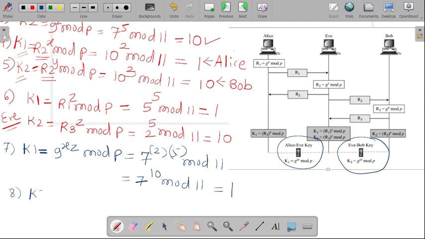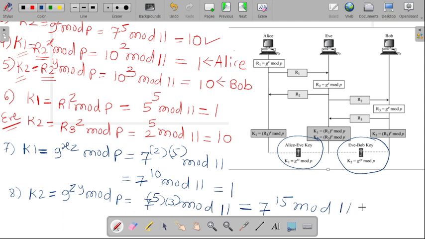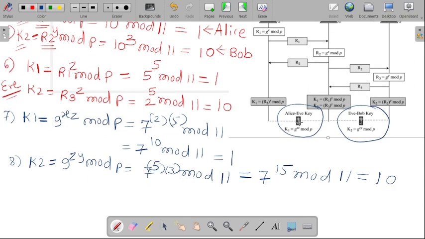And our K2 is equal to G raised to ZY mod P. So K2 is the key between Eve and Bob. So 7 raised to 5 into 3 mod 11. So 7 raised to 15 mod 11, we got the value 10. So now we have calculated the values of K1 and K2. We got K1 equal to 1 and K2 equal to 10. So that is the shared symmetric key between Alice and Eve, and Eve and Bob.